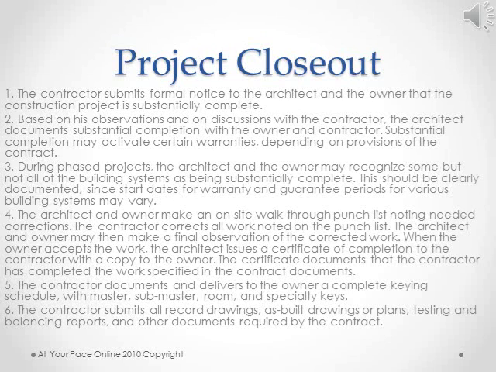On the next couple slides, we're going to discuss project closeout. The first step is the contractor submits formal notice to the architect and the owner that the construction project is substantially complete. Based on his observations and on discussions with the contractor, the architect documents substantial completion with the owner and contractor. Substantial completion may activate certain warranties, depending on provisions of the contract.